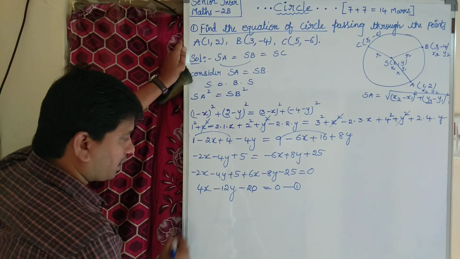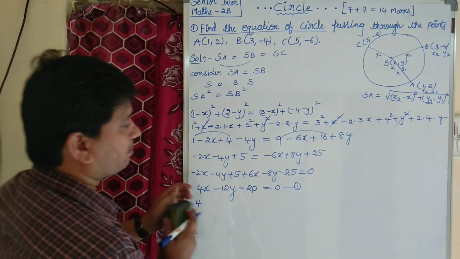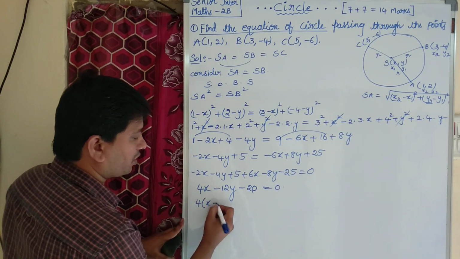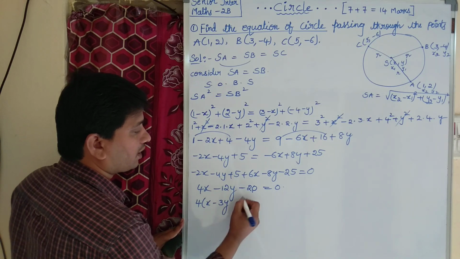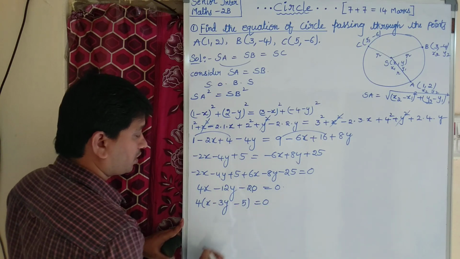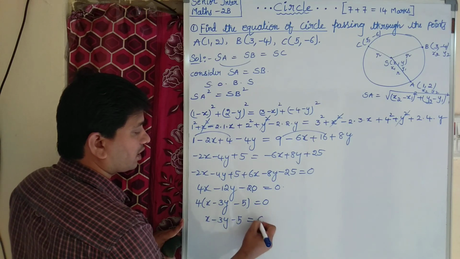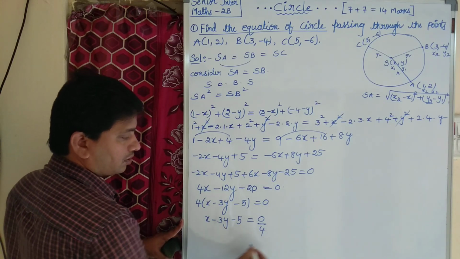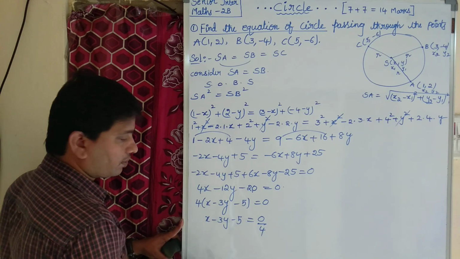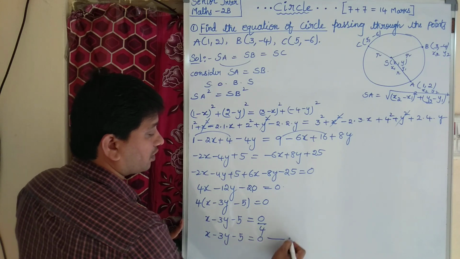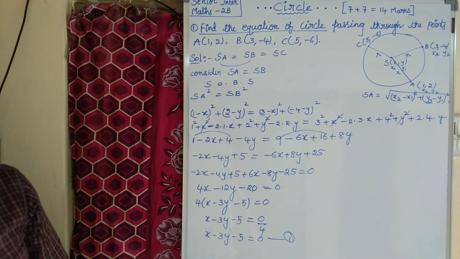So what can I take common here? I can take 4 as common. So if I take 4 as common, 4 into x is 4x, 4 threes are 12y, 4 fives are 20, equal to 0. So 4 you transpose: x minus 3y minus 5 equal to 0. Here 4 is multiplying, transpose 0 by 4. So what we got? x minus 3y minus 5 equal to 0. That is our equation number 1.